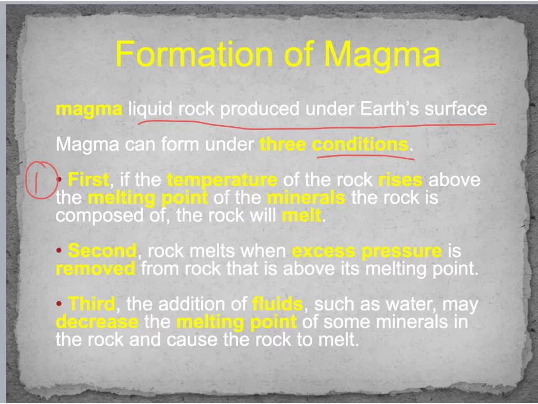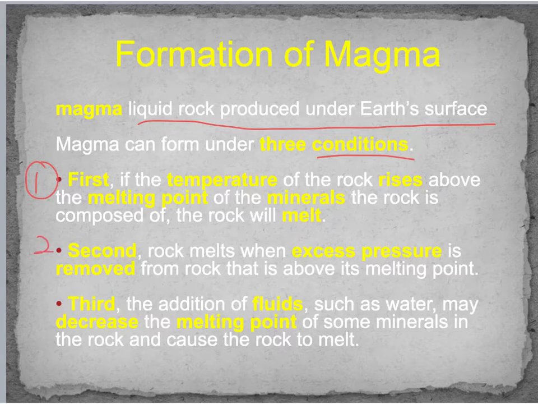So just like ice melts above 32 degrees Fahrenheit or 0 degrees Celsius, rock has a melting point too. So rock will melt at a much higher temperature, obviously, but it will melt and it becomes a liquid. Really, virtually any matter can become a liquid.